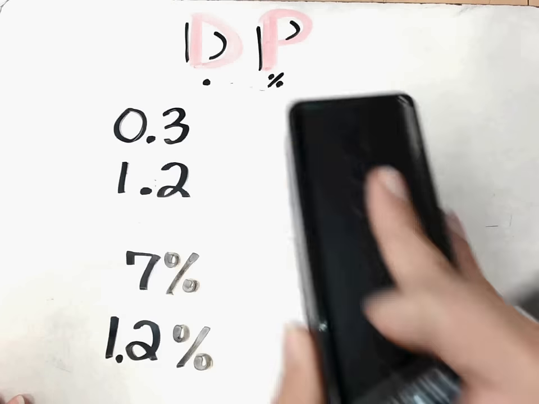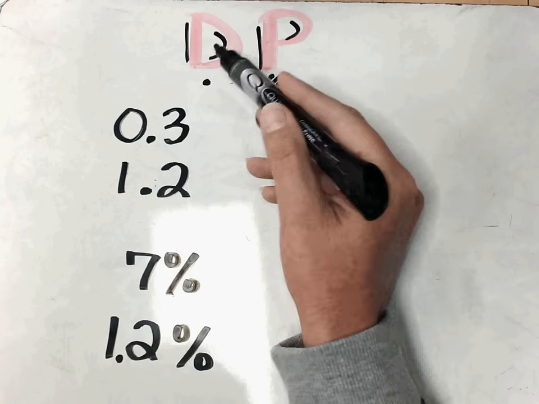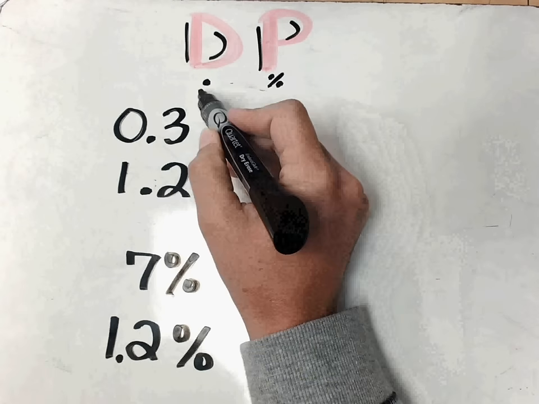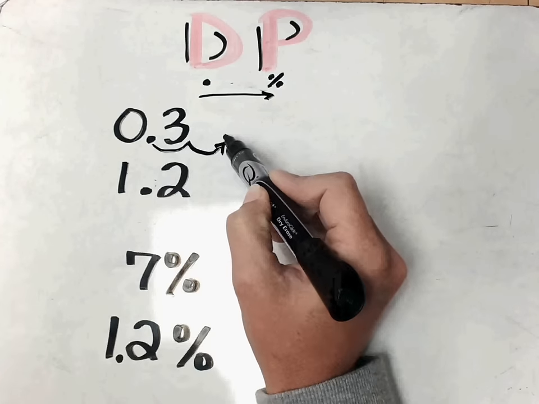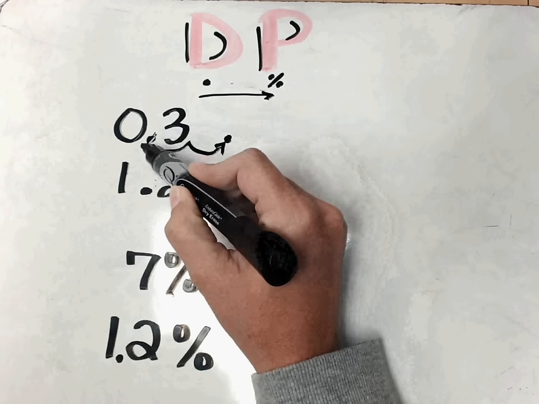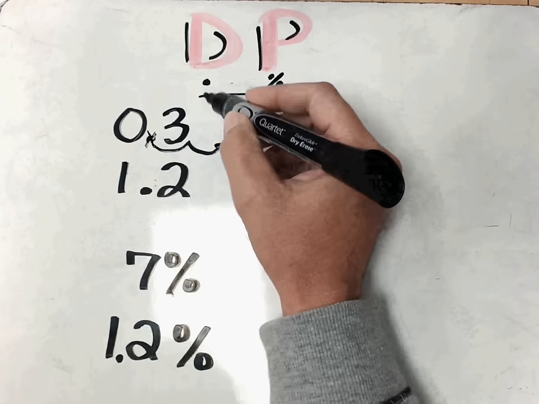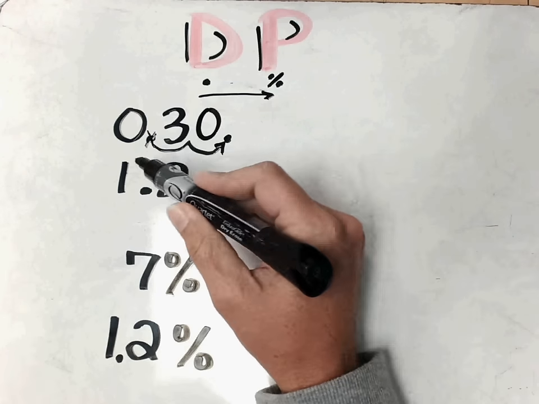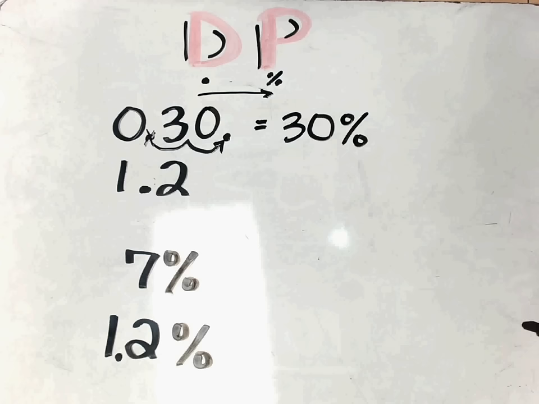On my first example, I have 0.3. So this is a decimal that I'm going to change to a percent. So D to P, decimal to percent, goes to the right, and it's always two places. So I move my decimal two places to the right. It goes from here to here, but I don't have a number to put here, so I have to add a 0, or what I like to call putting an egg in the basket. So 0.3 now becomes 30% by moving that decimal two places to the right.